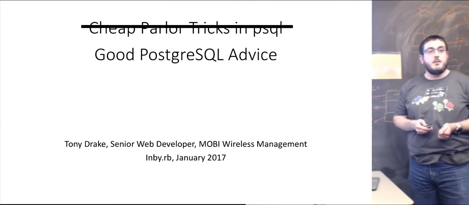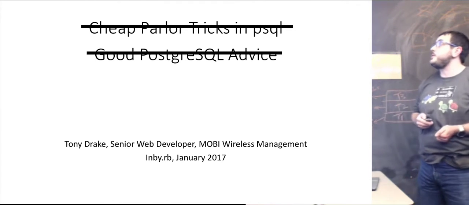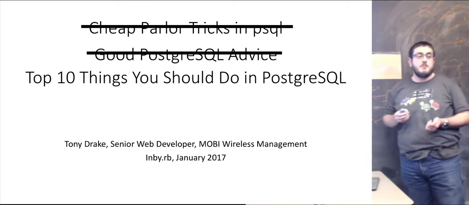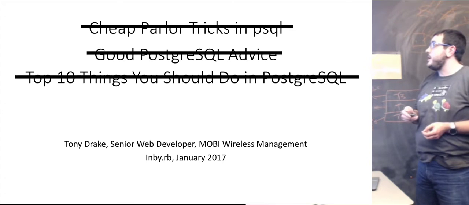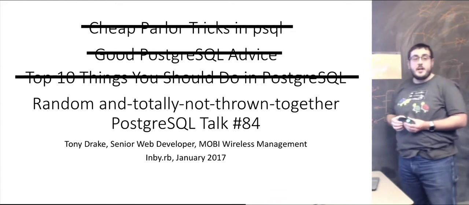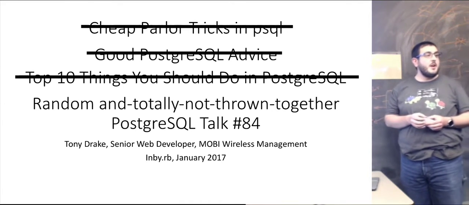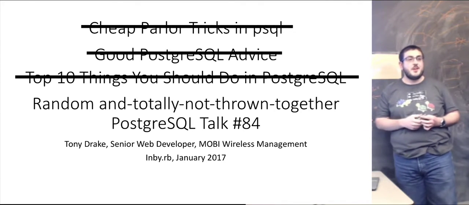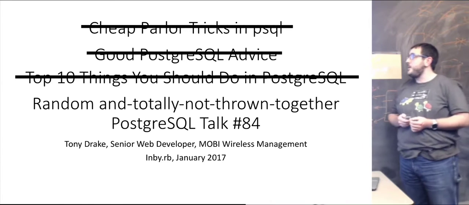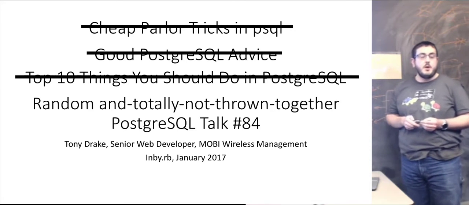I'm not a DBA, and I'll probably give you all bad advice, so that's out. I went clickbaity, thought maybe this would work out. No, so I just called it what it is, and it's totally not thrown together. Postgres talk number 84. 84 was a random number that Ruby picked out for me, so there you go. I'm Tony. I'm the senior web developer at Mobi Wireless Management.